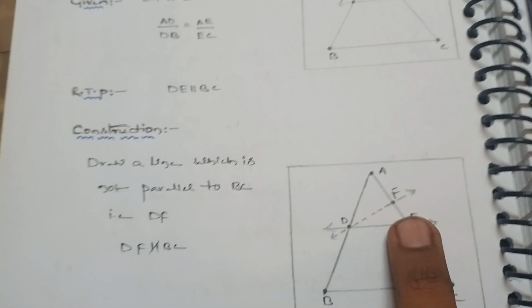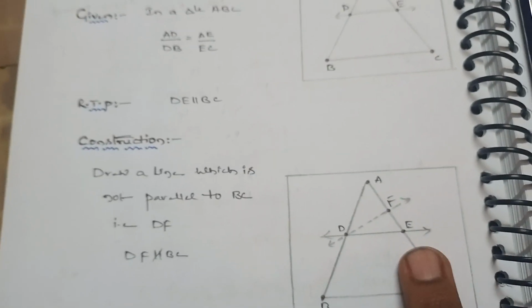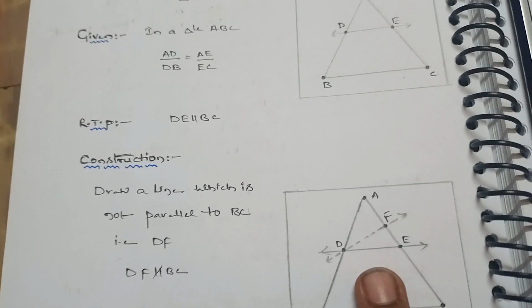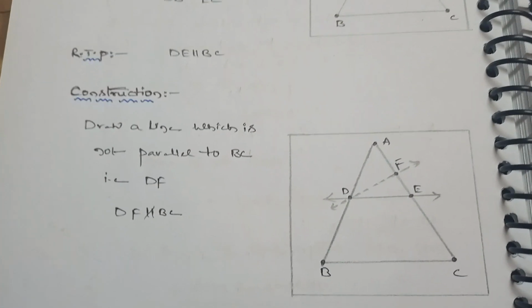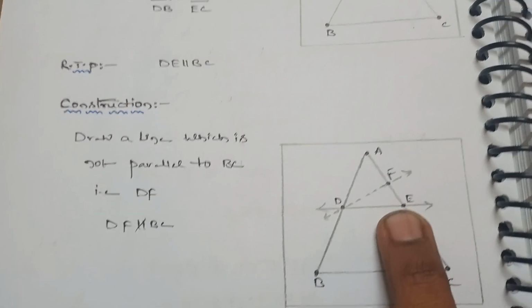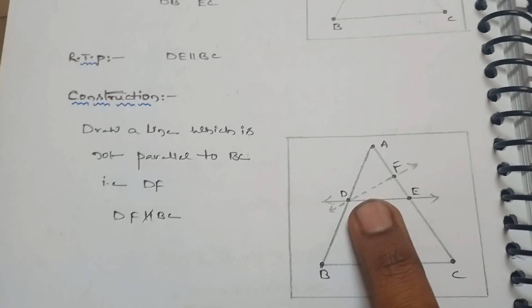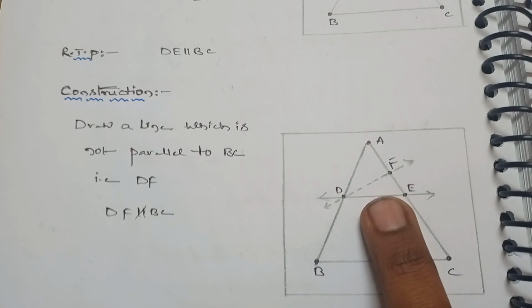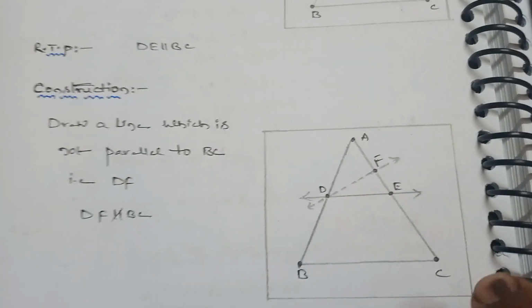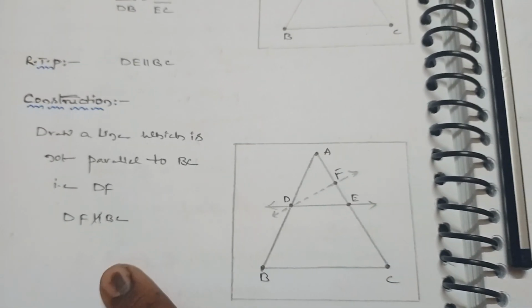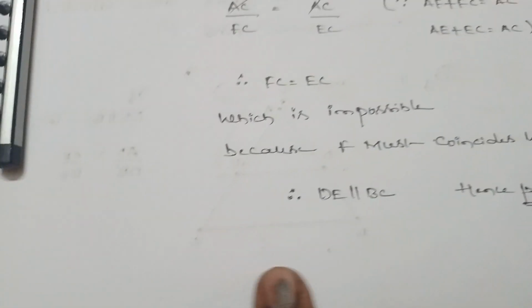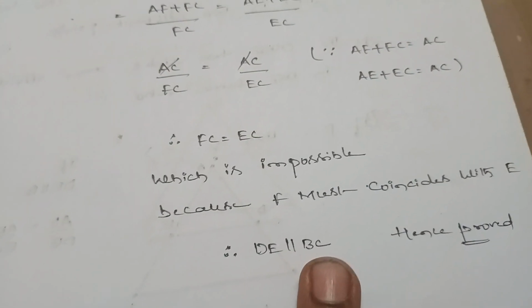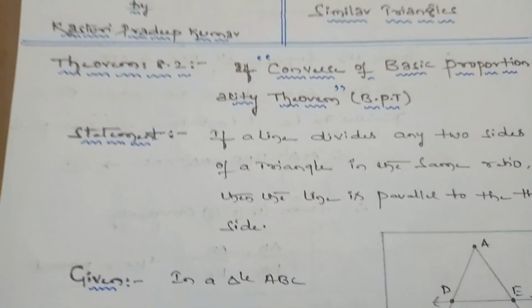If it is a parallel line, then only these conditions are valid, guys. Only if it is a parallel line does it divide the other two sides in the same ratio. If this is not a parallel line, then we cannot say that this is BPT. It comes under some other theorem but not BPT. Therefore whatever construction we have taken is wrong. Therefore DE is parallel to BC, guys. Hence proved. I hope you understand this sum.